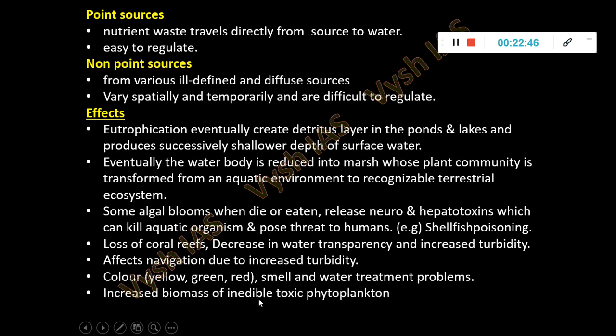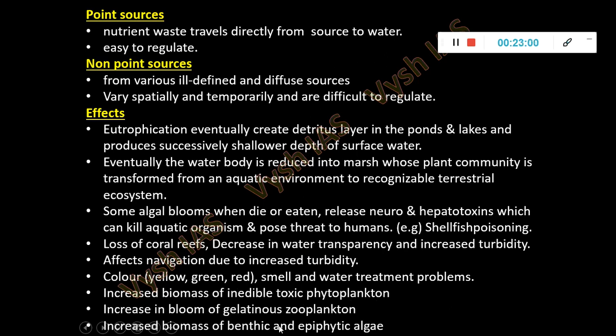Increased biomass of inedible toxic phytoplankton. Okay, the phytoplankton which usually people or animals consume will now be toxic. Increase in bloom of gelatinous zooplankton. Increased biomass of benthic and epiphytic algae. This epiphytic I have already explained in the previous chapter. So everything will be getting affected, from the plants to the fishes to the animals to the humans.